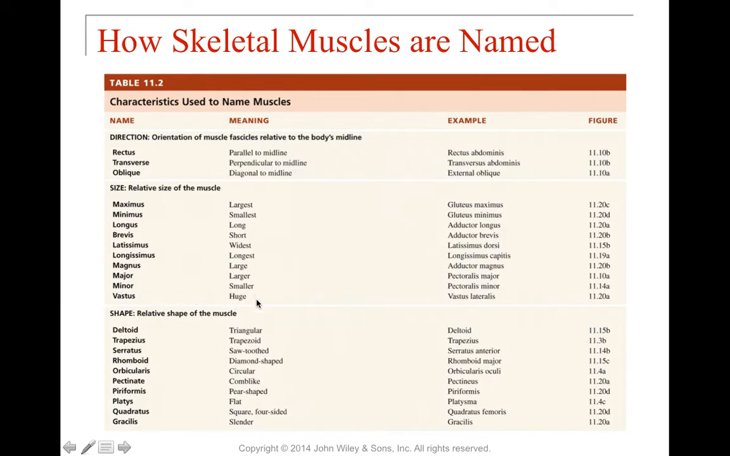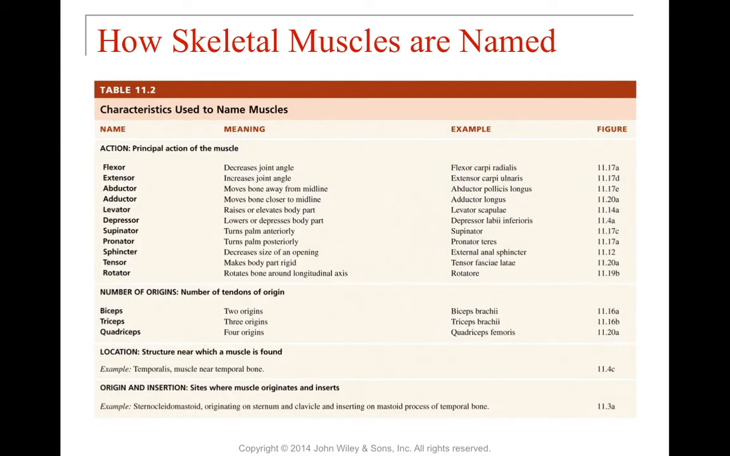Vastus means huge. You can also have them defined by the relative shape. So if they're deltoid, they'd be triangular. Trapezius would be trapezoid. Something called serratus would be sawtoothed. Rhomboid means diamond-shaped. Or circular would be like the orbicularis that we were talking about in the eye. Pectinate means it looks kind of like a comb. Piriformis looks kind of like a pear. Platys would be flat. Quadratus, of course, square, and then gracilis means slender. So these are basically just definitions of what this muscle looks like, or the relative size or the orientation of the muscle.